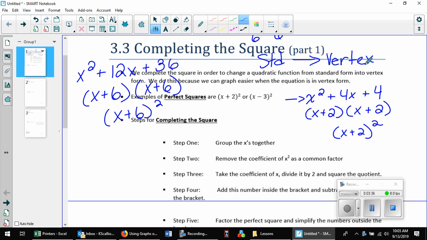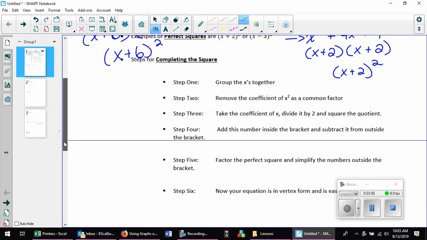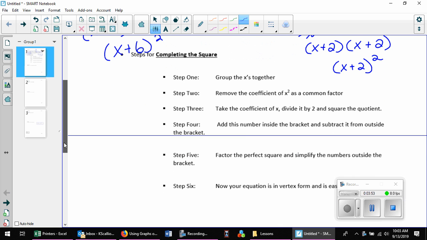Okay, so it's going to start as the pink and move to the green. All right? The nice thing about this is you get the benefit of seeing it in standard form, getting the information from that, and putting it in vertex form, you can get the information from that. So if we have it in standard form, the first thing we're going to do is group the x's together. We're going to remove the coefficient from the x squared. We're going to common factor, but only what's in the bracket.